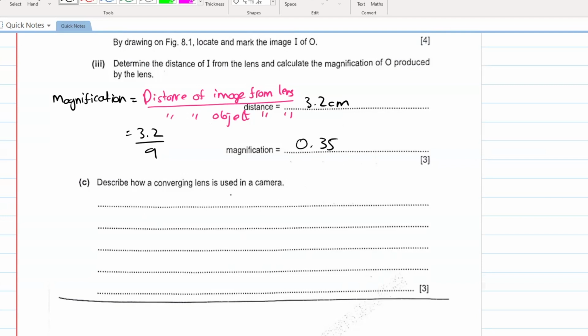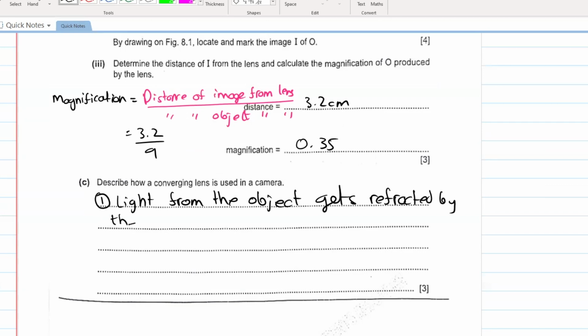Describe how a converging lens is used in a camera. Okay, how is a converging lens used in a camera? How will you answer this? First of all, you will say light from the object gets refracted by the lens.